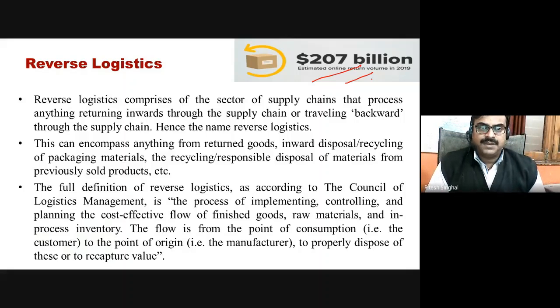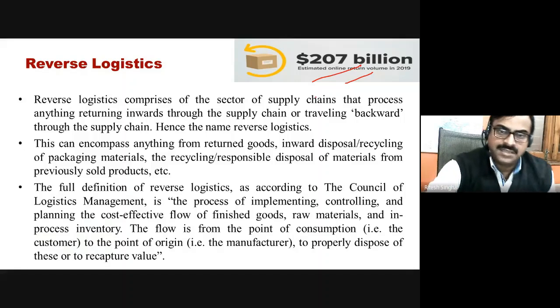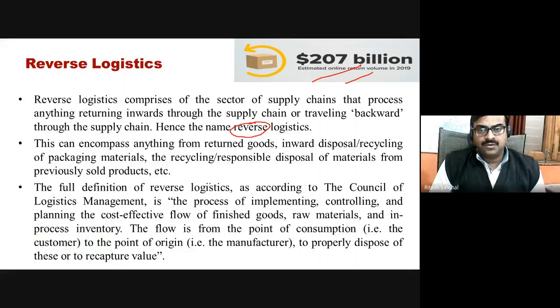Reverse logistics comprises the sector of the supply chain that processes anything returning inward or traveling backward through the supply chain. Hence, the name. This can encompass returning goods, inward disposal, recycling packaging material, previously sold products, faulty products, replacement; any kind of returning of the product from right to left, from customer to manufacturer, is termed as reverse logistics. Generally, it is also written as return management.